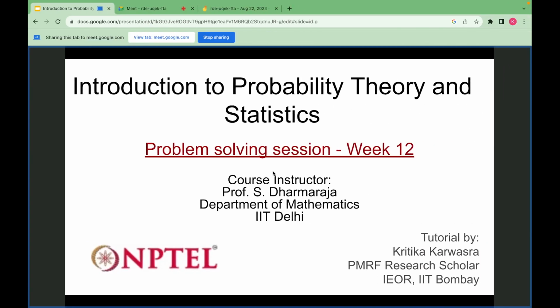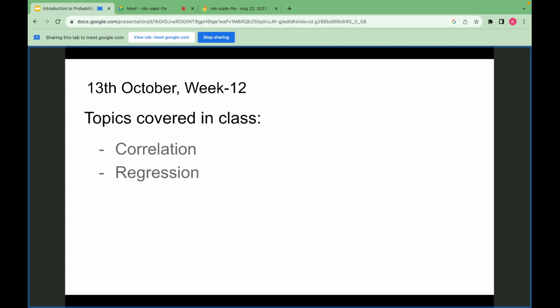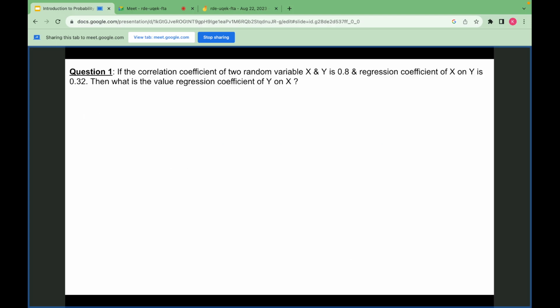Welcome to the 12th problem solving session for the course Introduction to Probability Theory and Statistics. Today we are going to discuss the questions on correlation and regression.